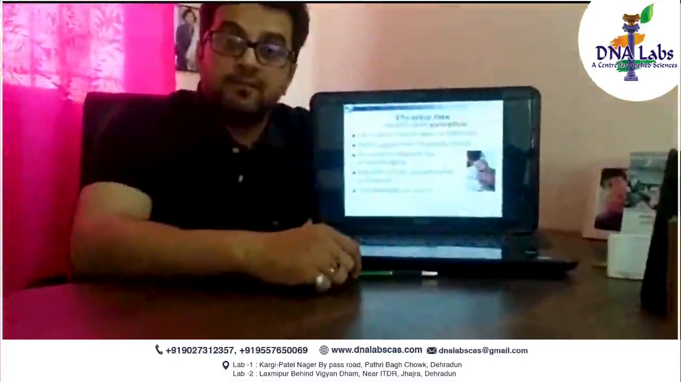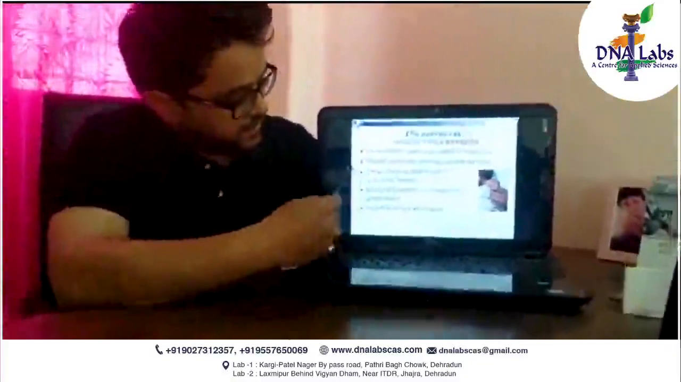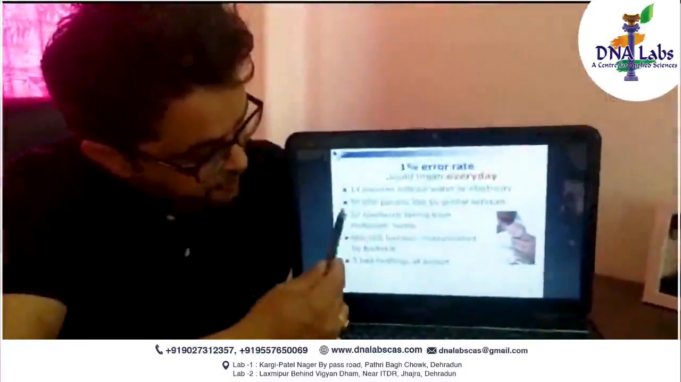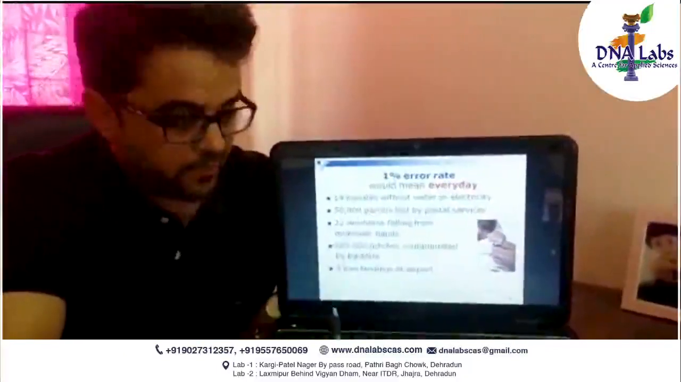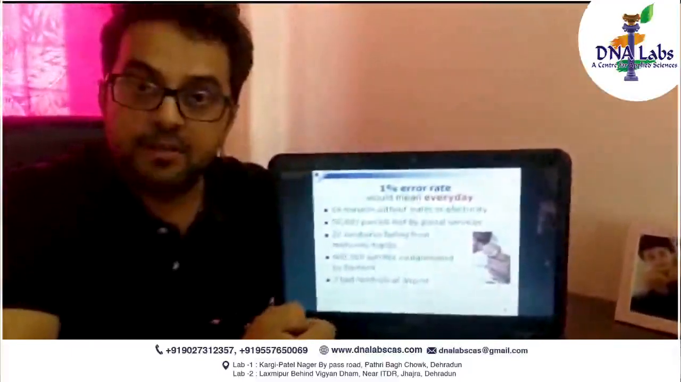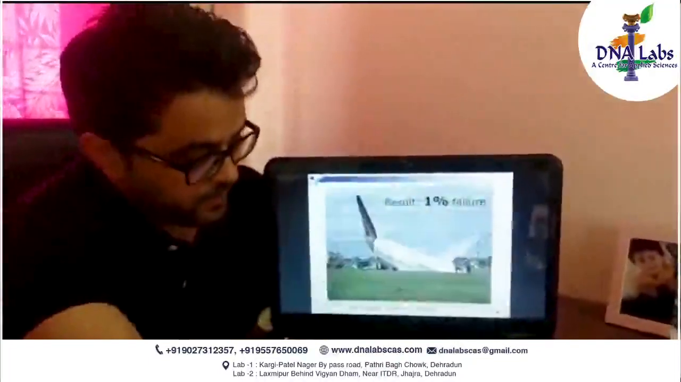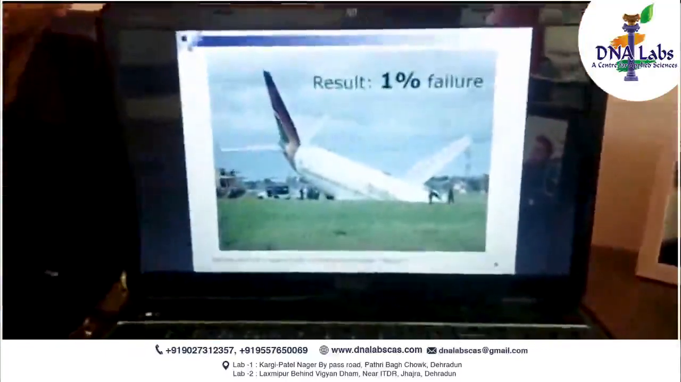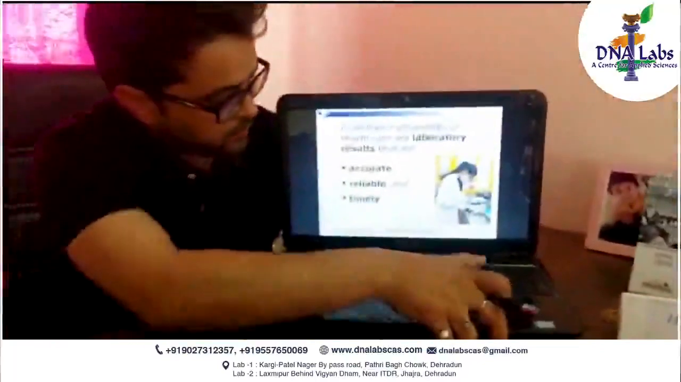For example, when we are accepting a 1% error rate, that means 14 minutes without water and electricity, 50,000 parcels lost by postal services, 22 newborns falling from the midwife's hands, 6 lakh lunches contaminated with bacteria, and 3 bad landings at airports. So you can see what a 1% error can do to your daily routine, and if we are performing in the laboratories also, that is a very, very crucial thing.